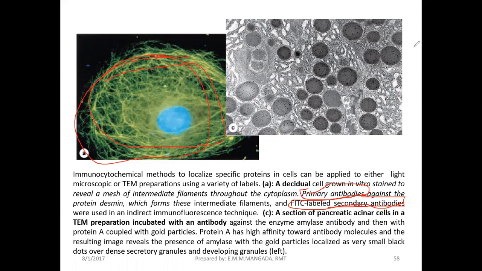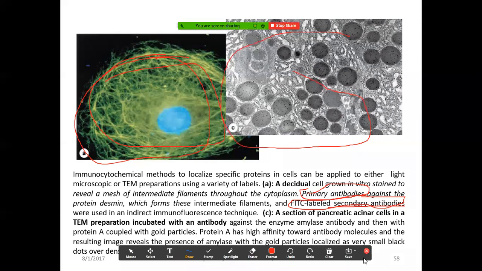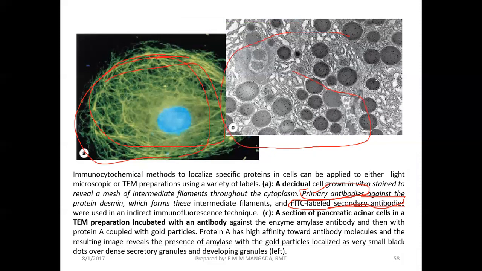Okay? So next, we have here the letter C picture. It's a section of your pancreatic acinar cells, and this is a view under your transmission electron microscope. Incubated with antibody against the enzyme amylase, and then with a protein coupled with gold particles. So guys, there. We are actually detecting here the dots, if you can see.